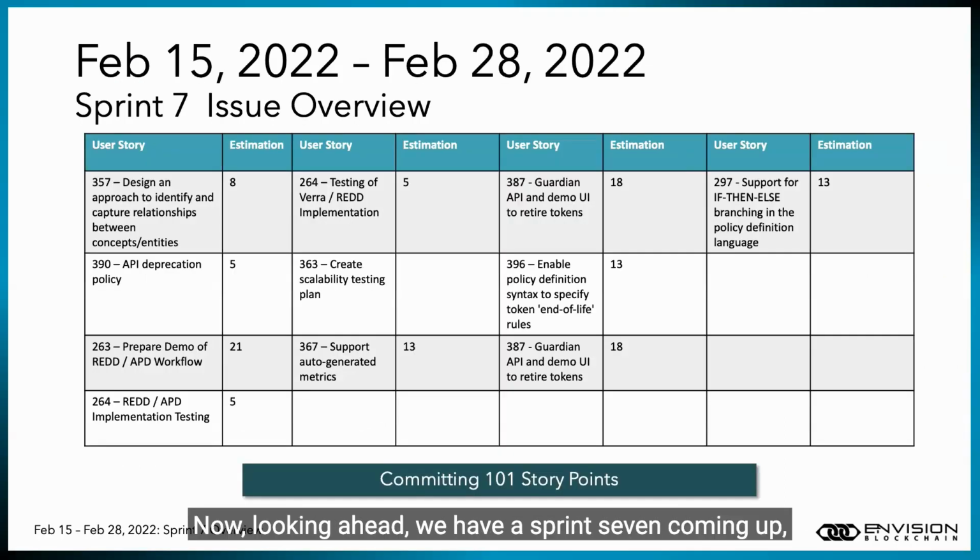Now looking ahead, we have Sprint 7 coming up. So to just highlight some of the issues that we're going to be tackling, the sprint is going to be lasting from February 15th all the way through February 28th. At the current moment, we've committed 101 story points, but we're going to be doing our sprint planning this week. So there's going to be more story points that are going to be committed.